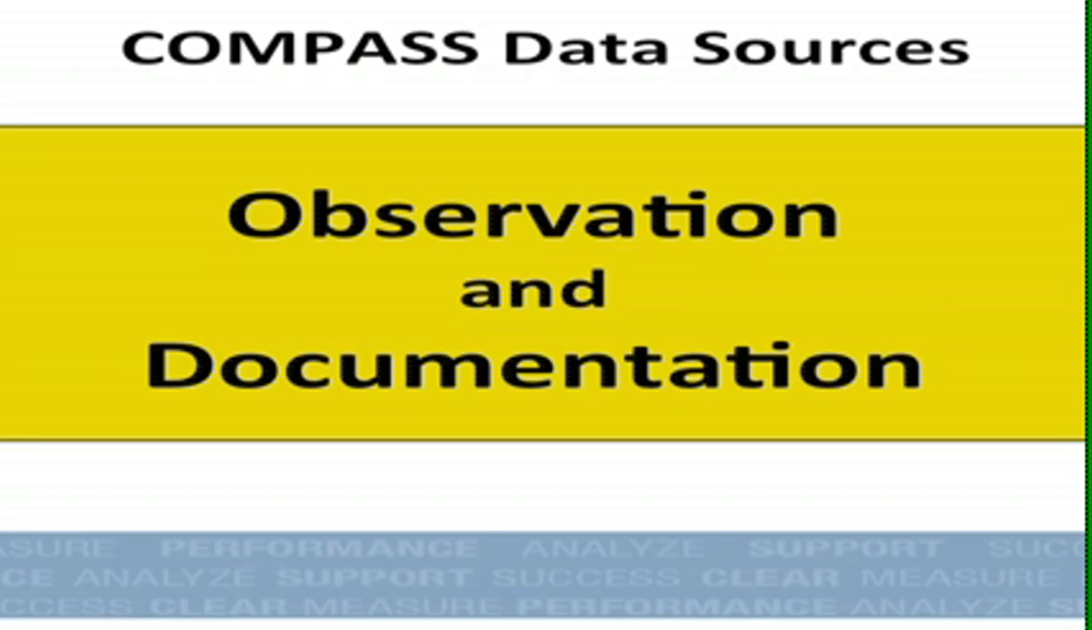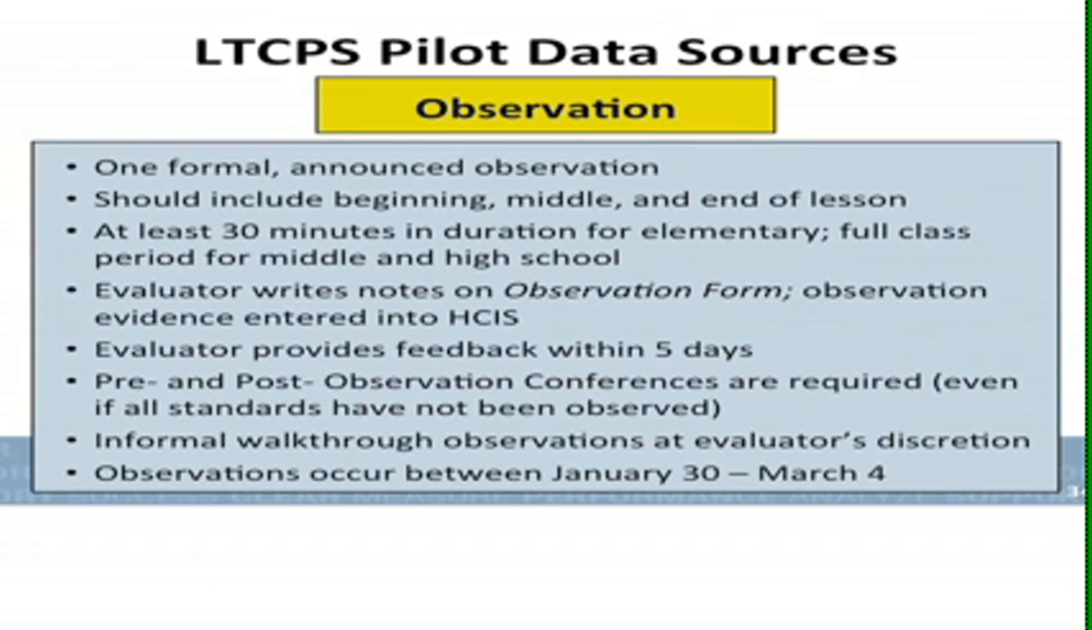Observation. For the pilot, there's going to be one formal announced observation. It needs to include the beginning, middle, and end of the lesson. The idea there is that you're not just dropping in halfway through and missing the whole gist of the lesson. It has to be at least 30 minutes for elementary and a full class period for middle and high school. They're going to write notes on the observation form, which we'll talk about in just a moment, and that eventually needs to be put into HCIS.